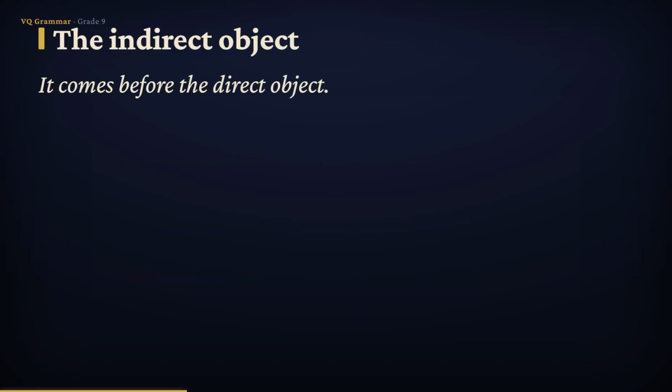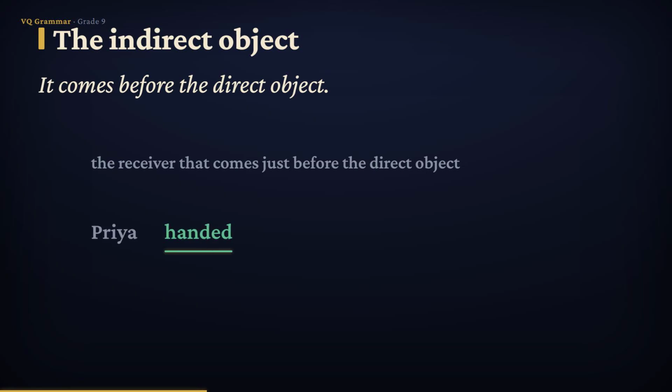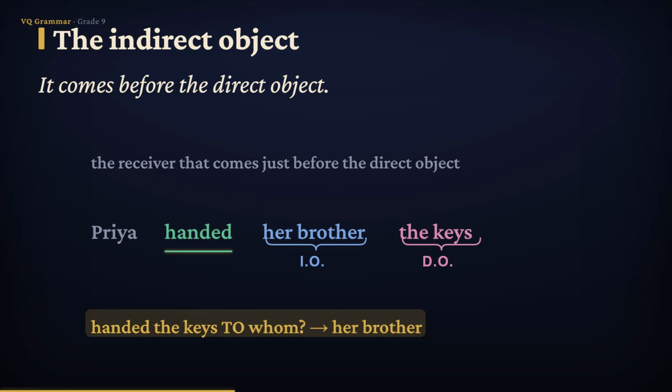Now the second kind of complement, the indirect object. An indirect object is the receiver that comes just before the direct object. Here, Priya handed her brother the keys. The verb is handed. Now watch the two receivers. First ask, handed to whom? Her brother. That's the indirect object. Then ask, handed what? The keys. That's the direct object. Notice the order. The indirect object, her brother, sits between the verb and the direct object, the keys.